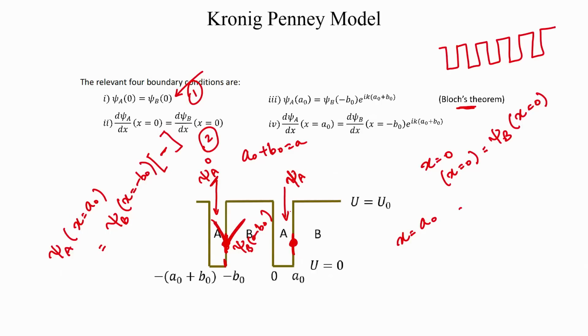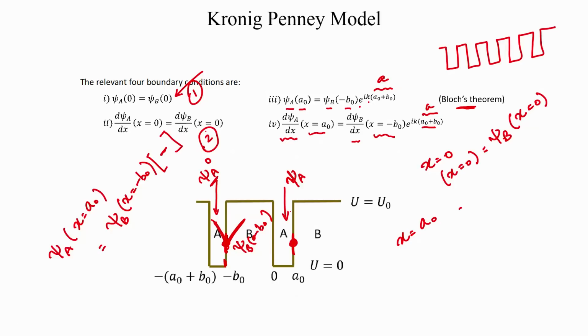Therefore Bloch's theorem provides a relation between the wave function here and the wave function here, and it says that psi A at a naught is equal to psi B at minus b naught times e to the power i k (a naught plus b naught), which is the lattice constant. And this relation also holds true for the derivatives: d psi A by dx at x equal to a naught is equal to d psi B by dx at x equal to minus b naught times e to the power i k a.